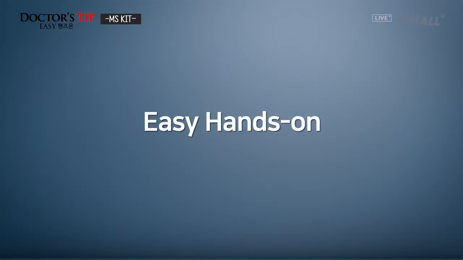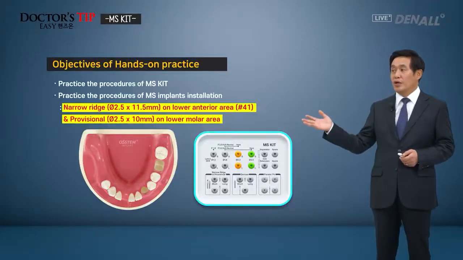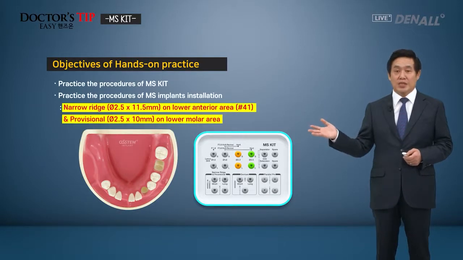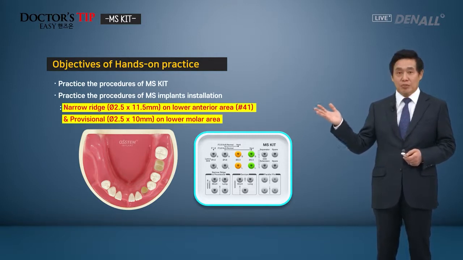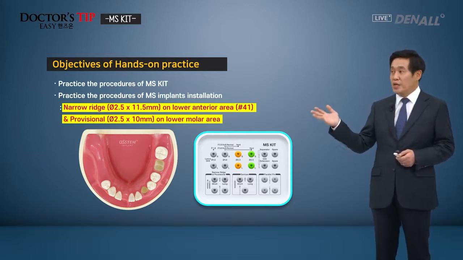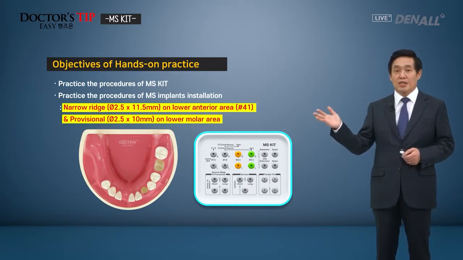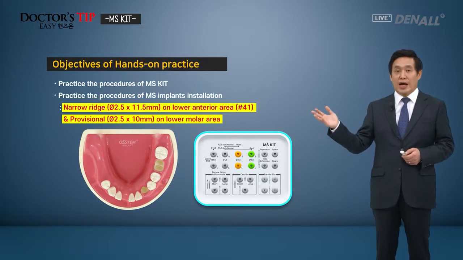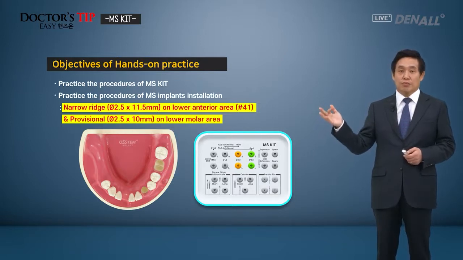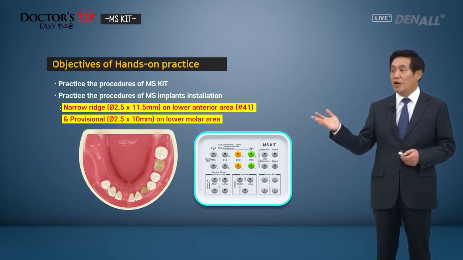Next, I will go into hands-on practice. The model that I prepared for you today is missing number 41, and here, using the MS kit, a narrow ridge type MS fixture, 2.5 by 11.5 millimeter implant, will be placed on the lower anterior area, and then a provisional type, 0.5 times 10 millimeter, will be placed on the lower molar area.